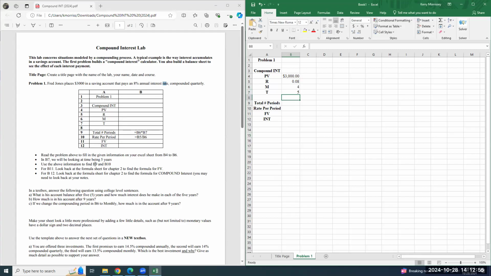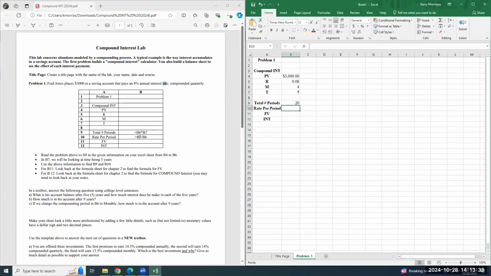So we're going to write the number 5 here. Then it says use the above information to find B9 and B10. Well, B9 gives us the formula is equal to B6 times B7. Whether we type that in or select the cells, it's B6 times B7. So we have the total number of periods. Now this is typically found in your formula where we have your exponent, where we're multiplying your compound periods by your time. And that's what your total periods is.